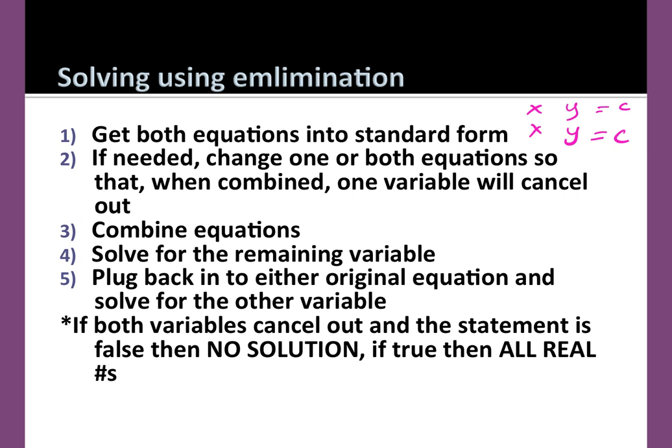If you get lucky, and as soon as you add, they cancel out, then you don't have to do anything. But if they don't cancel out when you add them, then you have to change. And sometimes you only have to change one equation, and sometimes you have to change both. It doesn't matter which variable you cancel out the first time. You're going to solve for whatever's left, and then you're going to plug it back into either of the originals to find the second variable. Just like with substitution, there are two special cases. If both variables cancel out and the statement is false, there's no solution, like you have a 0 equals 1. And if the statement is true, then it's all real numbers, like 0 equals 0.